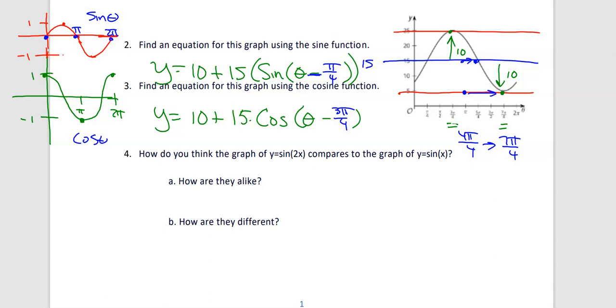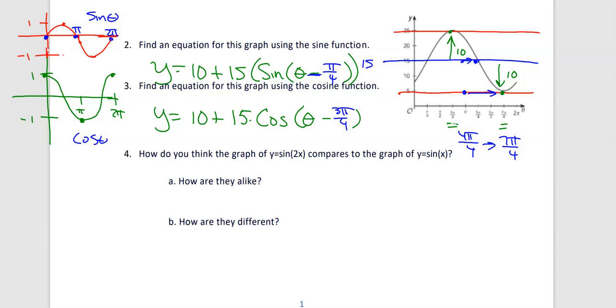So again, in both cases, I would do a shift to the right, which would make the expressions subtraction. So if I stick pi over 4 back into theta, I get a 0. I stick 3 pi over 4 in for theta, I also get a 0. So that would be the two equations for this situation.